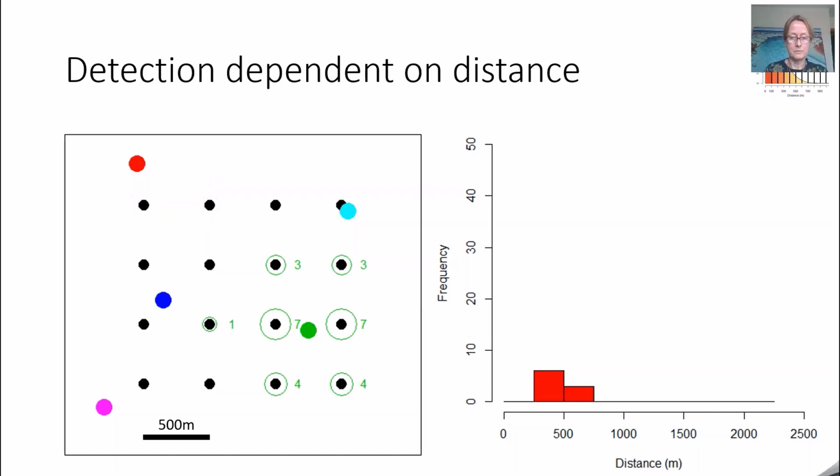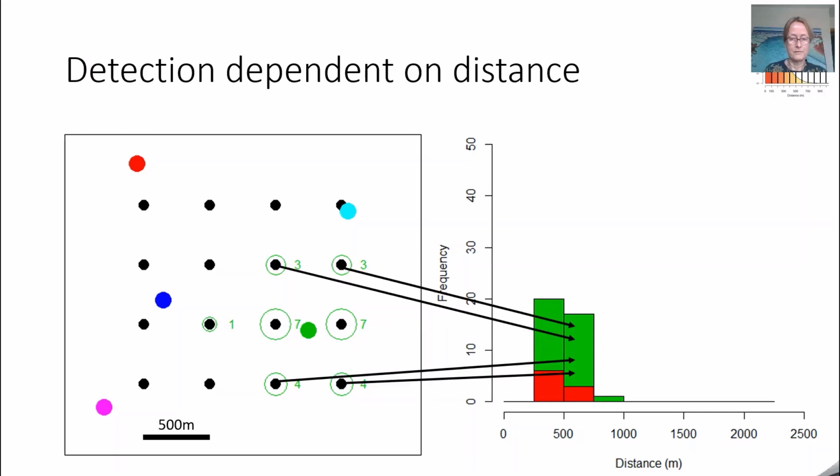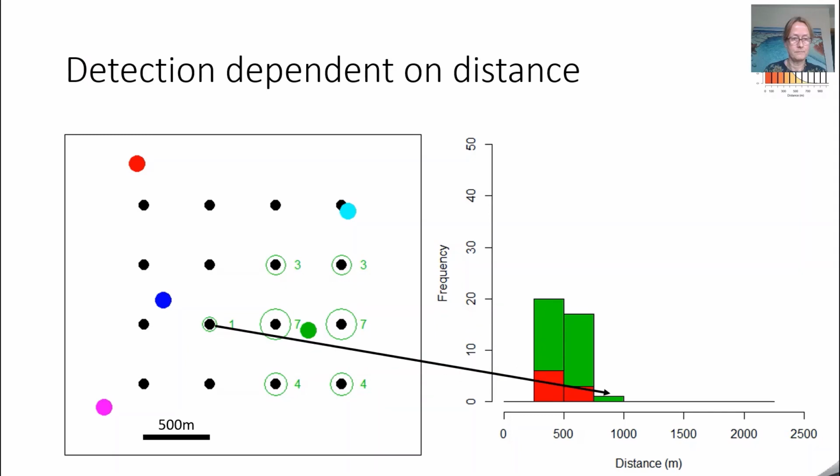We then look at the next animal, the green one, which was detected by 7 detectors at various distances. And we do the same thing as before and measure the distances between the animal and the detectors for each call that was detected, and add these distances to the histogram on the right. So we had 14 detections that fell within the second distance bin, 14 detections that fell within the third distance bin, and 1 detection that fell within the fourth distance bin.